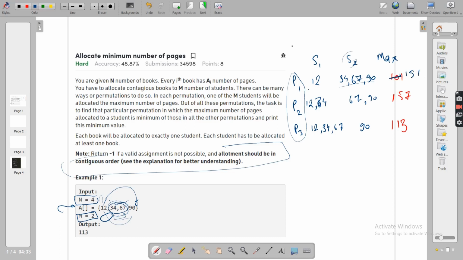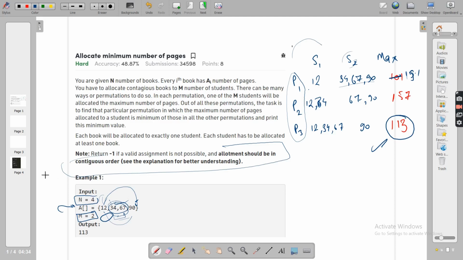So who is giving the smaller value? If you calculate the maximum the student can get, you wrote it down here: 191, 157, 113. Which is the smaller value amongst them? Obviously 113 is the smaller value, so you will return this answer. This is your answer: the smallest maximum number of pages that a student can get. So you'll consider that possibility where you are distributing your pages to all the students, and the maximum that a student is getting is the smallest.